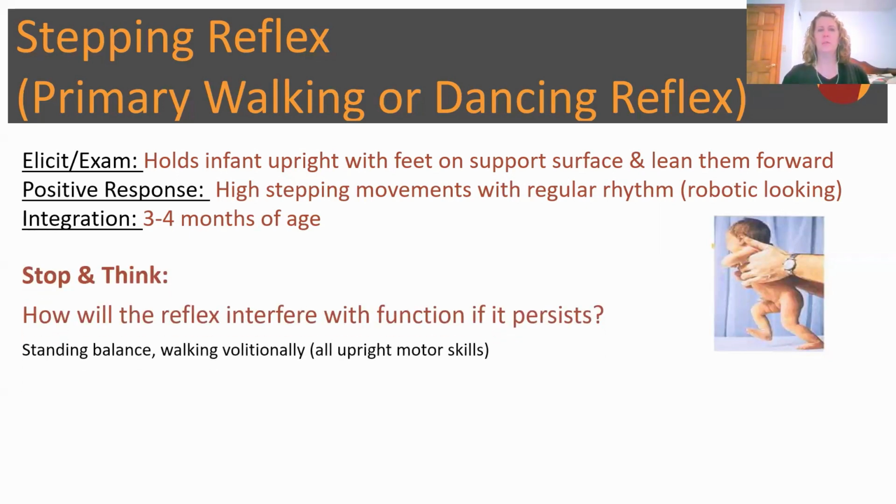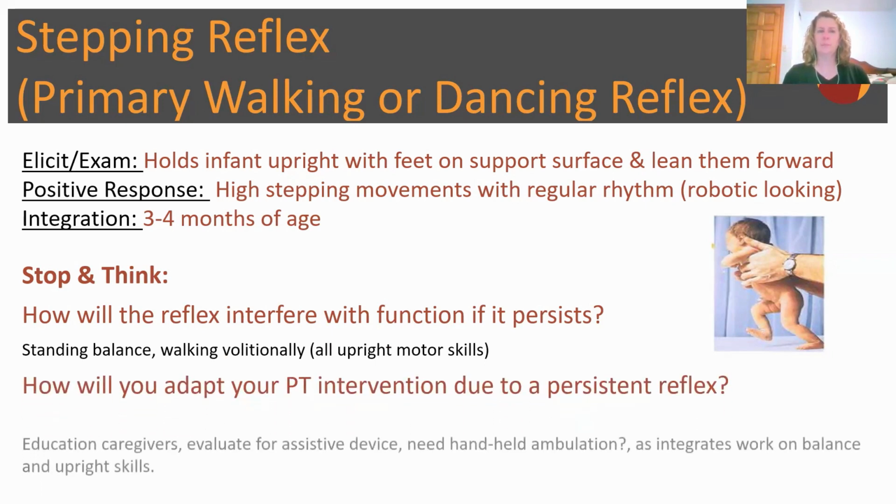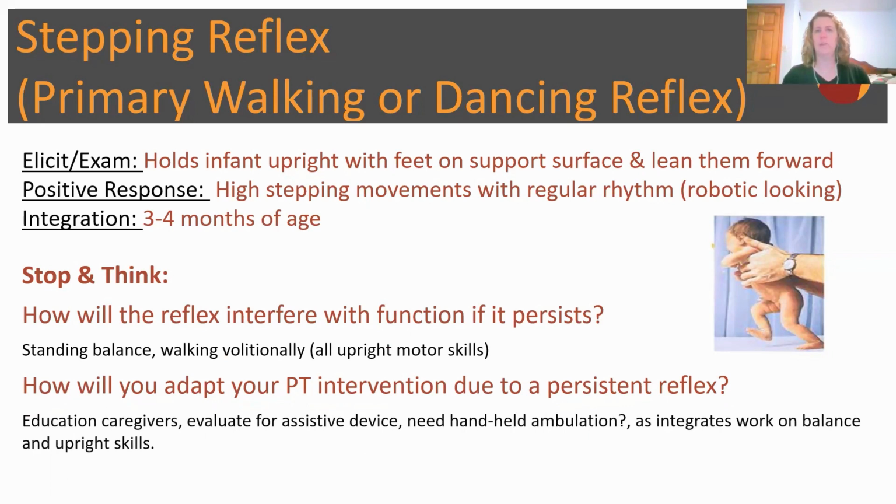Right? What's it going to interfere with? Well, standing balance and walking volitionally, right? Any upright motor skills. How are you going to change your intervention? Again, educate caregivers. Do you need an assist device? Do they need handheld ambulation? Are they at high risk for falls? I'm going to work on balance as much as possible and on upright skills. Maybe if they don't lean so far forward, maybe they won't elicit it, right?